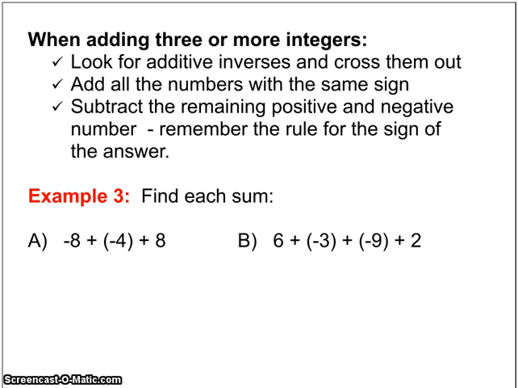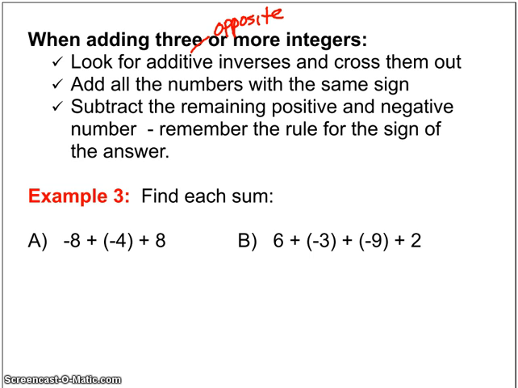Now, when you have a string of numbers, you're adding or subtracting multiple numbers together, there's a couple of things that you can do to make it a little bit easier for yourself. First of all, when you're looking at these, look for additive inverses. Look for the opposite numbers. Okay, remember these are opposite. Look for the opposites and go ahead and cross them out because we know that they end up equaling 0.